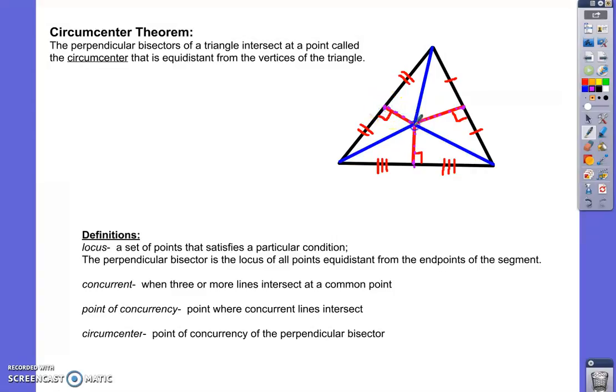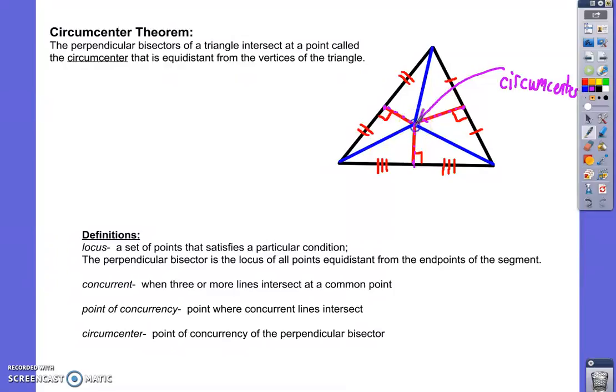Midpoint here, so this is a perpendicular bisector. They all 3 intersect at a point, and that point, this point that they intersect, is called the circumcenter. Make sure you have that. Okay? That will be an important one that we're looking at. So the circumcenter, that's this point right here. And it is equidistant from the vertices.